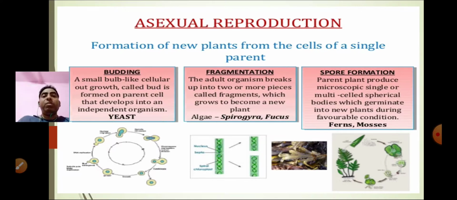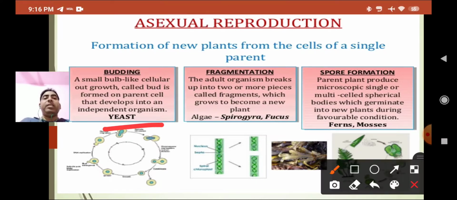First of all, budding. A small bulb-like cellular outgrowth called a bud is formed on the parent cell that develops into an independent organism, and it occurs in yeast, which is a single cell. Now, fragmentation. Fragmentation occurs in spirogyra and fucus. Different fragments become a single species.